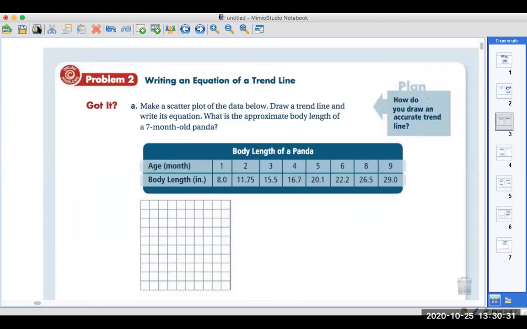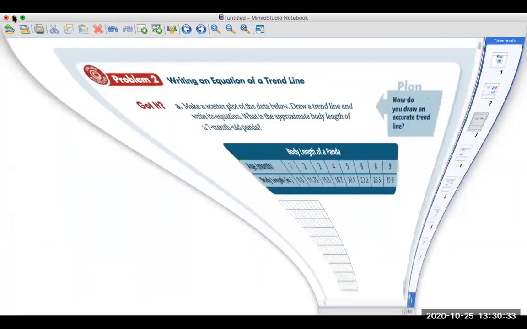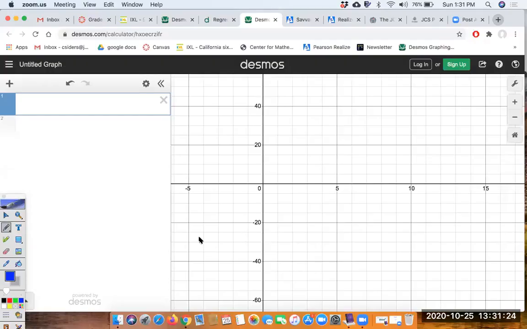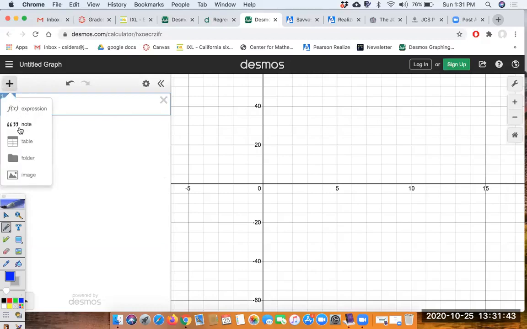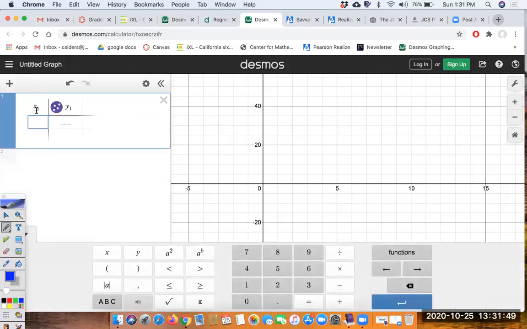And by the way, before I continue, I'm going to have to stop for a second. I'm on Desmos. I'm hoping that you can see this desktop. Let me know if I messed up and you can't see it. I'm on desmos.com and I want to show you how to put in a table yourself to make a scatter plot on Desmos. So up here in the left-hand corner, you see that plus. You click it and it comes up expression, note, table, folder, image. We're going to enter a table and it opens up your x sub 1, y sub 1, your X and Y, and you just type in.